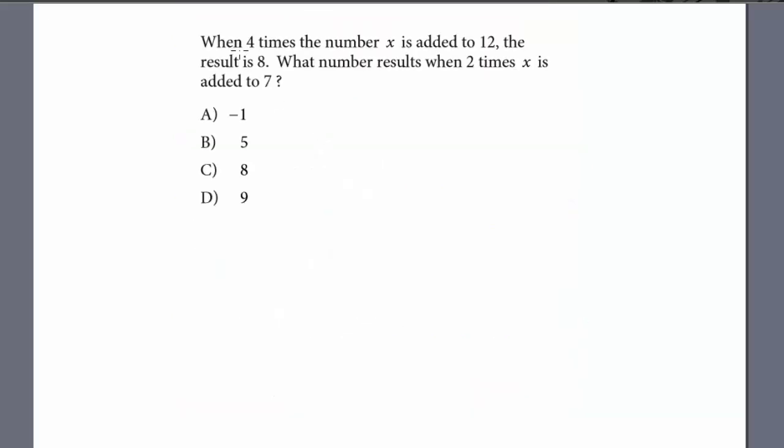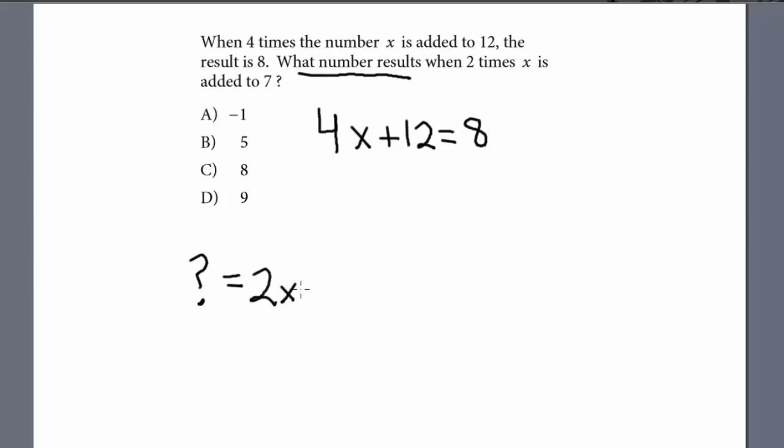Okay. When 4 times the number x is added to 12, the result is 8. I could underline it all, or I could just write: when 4 times the number x is added to 12, the result is 8. This is like the big idea of algebraic representation from middle school: you can change sentences like that into actual equations. So the question is, what number results when 2 times x is added to 7? If this is true, then what is 2x plus 7?